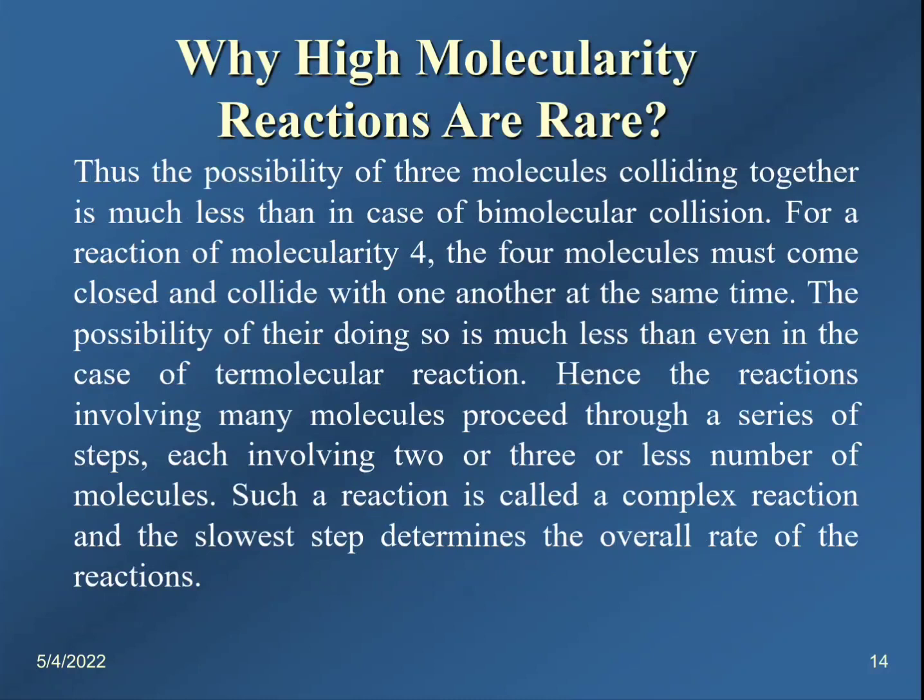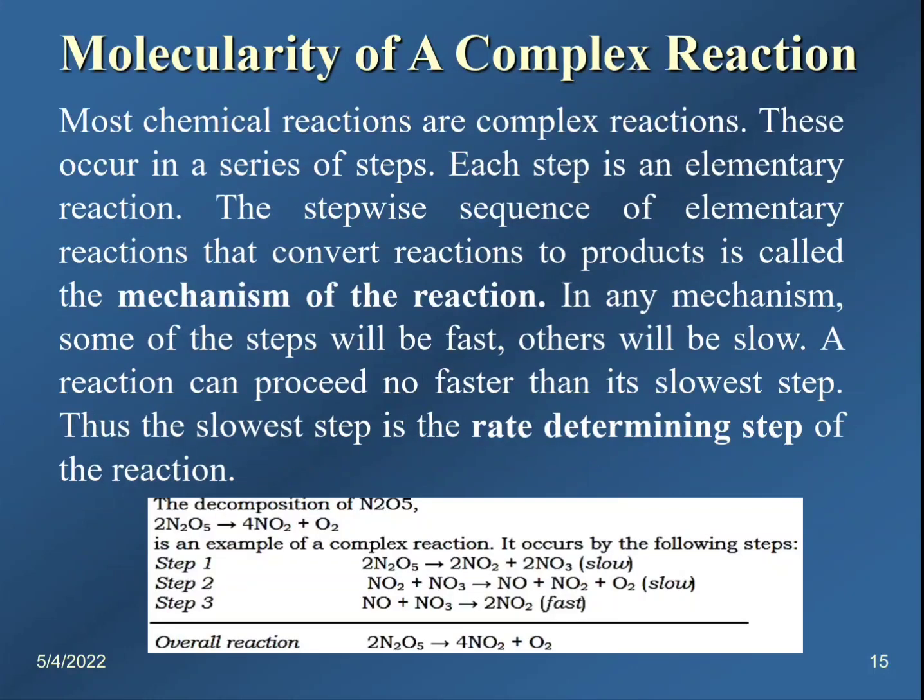For example, the possibility of 3 molecules colliding together is much less than in the case of bimolecular collision. So for a reaction of molecularity 4, the 4 molecules must come closer to each other and then collide with one another at the same time. The possibility of that is very less.